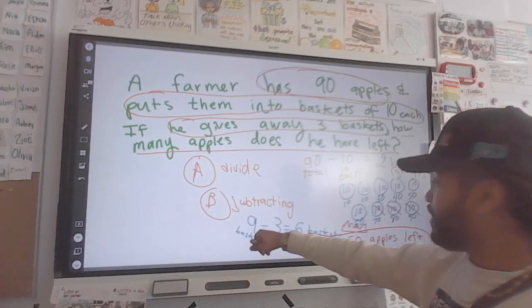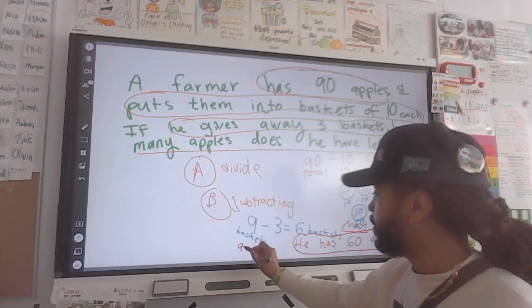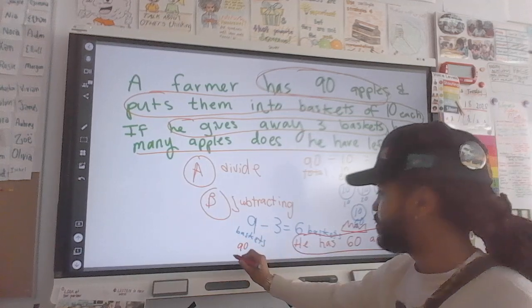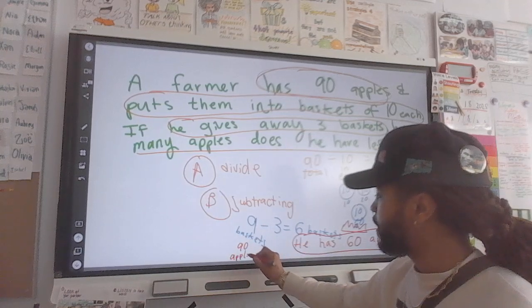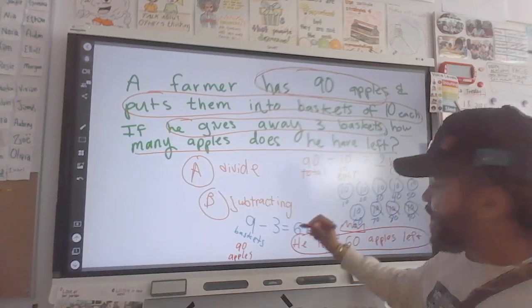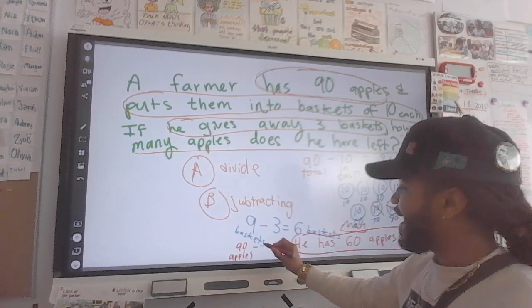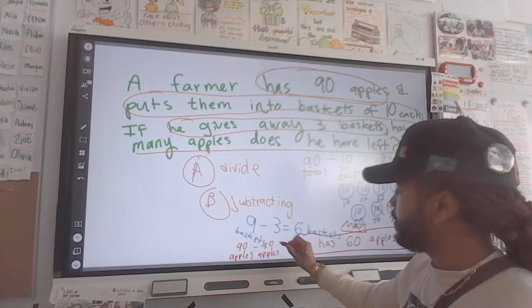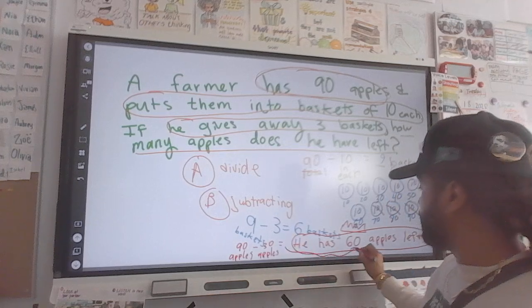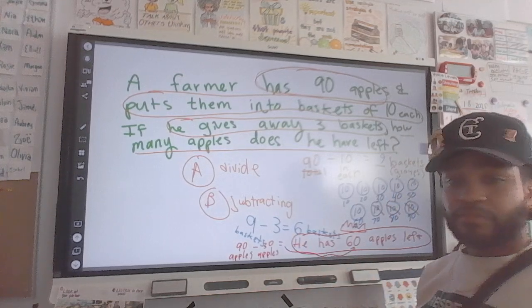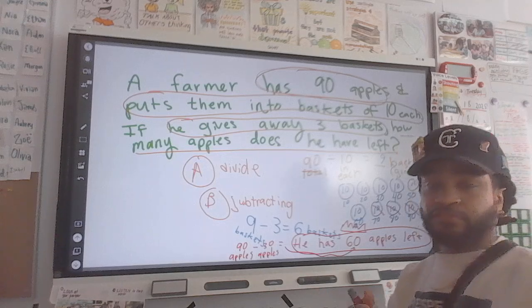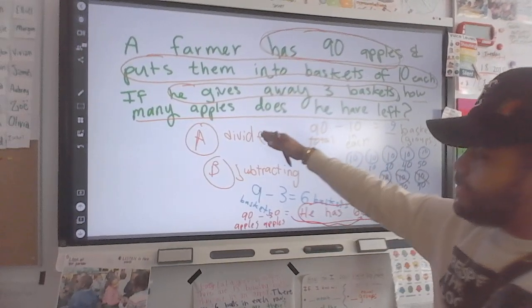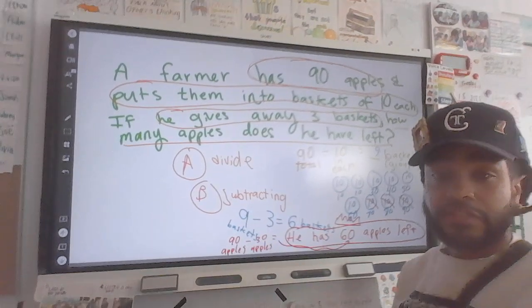If you were just looking at the baskets and you remembered, oh, 9 baskets had 90 apples, and he gave away 3 baskets, which is actually 30 apples, this would also get you to 60 apples. Hopefully you got to the same answer. This is a 2-step story problem. It had division and subtraction.